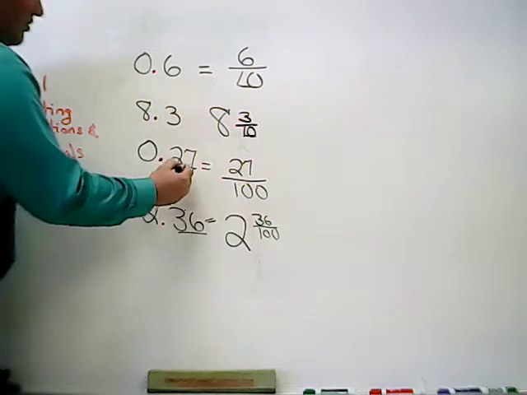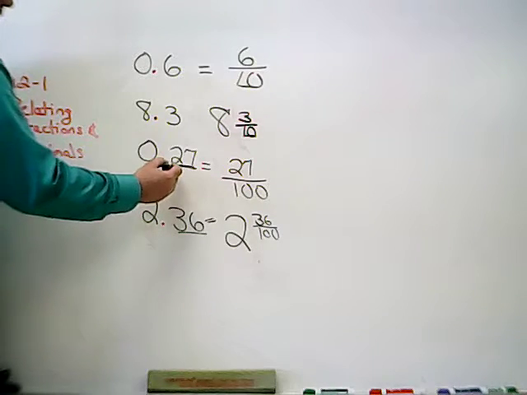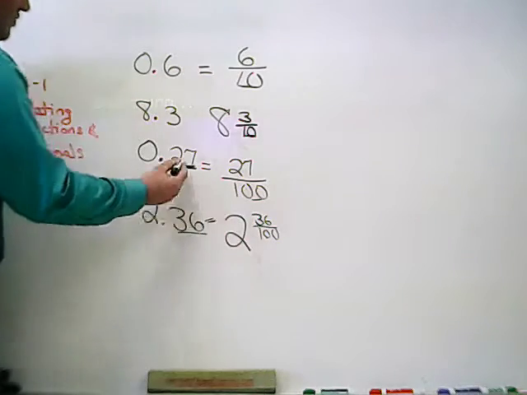For these, there's 2 digits, so it's tenths and then hundredths. So I'm going to use hundredths as my denominator here. That's where I got that from.